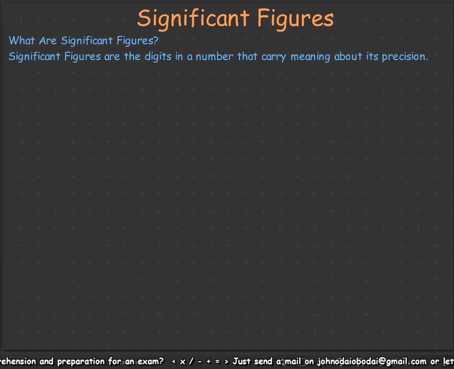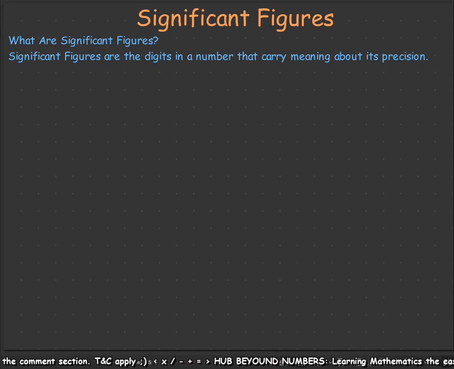So, what are significant figures? When we talk of significant figures, they are digits in a number that carry meaning about its precision. When we talk of precision here, it goes beyond accuracy. You get it? It goes beyond accuracy. It tells you how precise your calculation or your measurement will be.